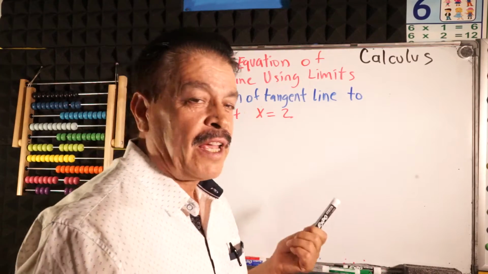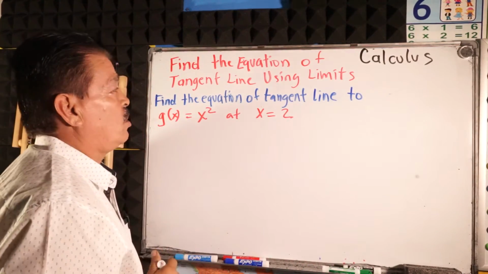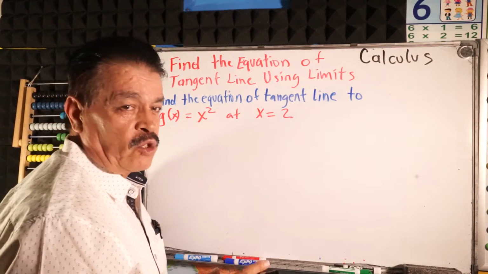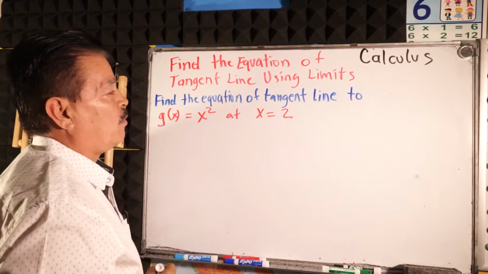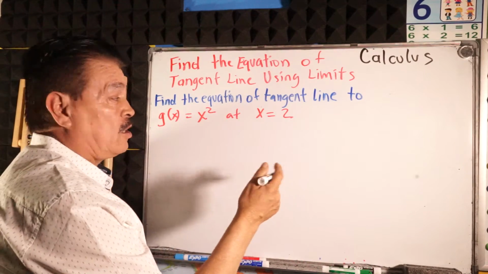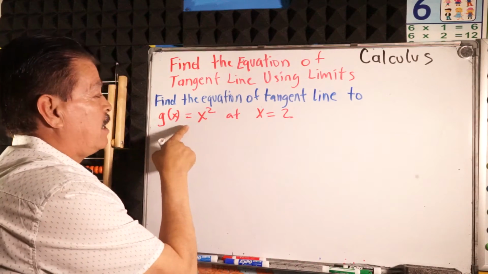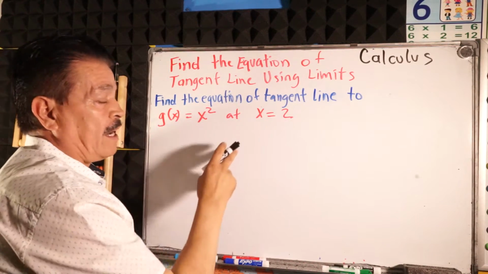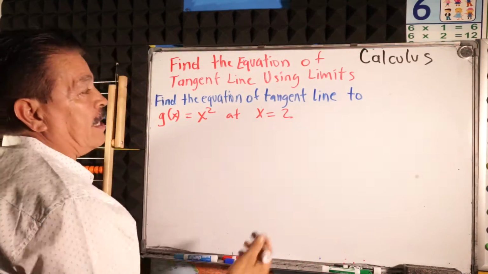Topic for today, I will teach you how to find the equation of the tangent line using a limit. Our problem is: find the equation of the tangent line to g of x equals x to the second power at x equals 2. So what do I mean by tangent line?